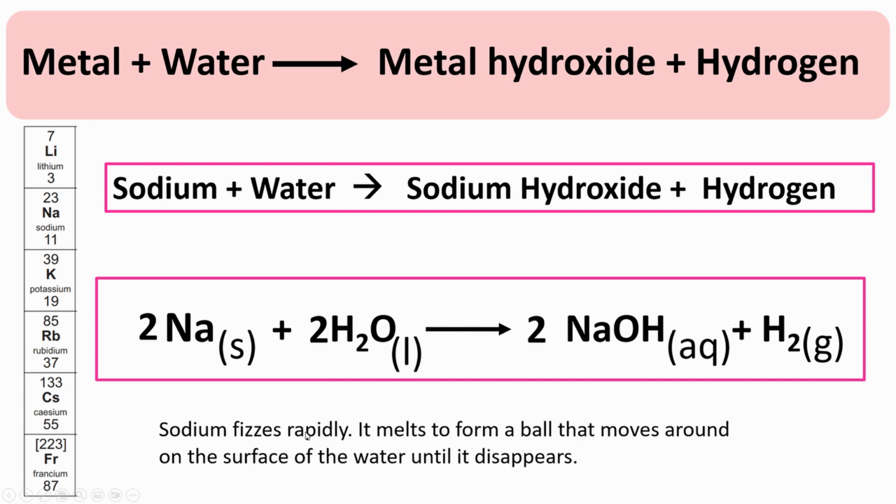Now sodium fizzes rapidly. The hydrogen gas is produced more quickly, so it fizzes more rapidly. The reaction is more vigorous, it's faster. Now as you go down the group, more energy is released in these reactions because they're more vigorous. So when sodium reacts with water, it actually gives out enough energy to melt the sodium metal into a ball that moves around on the surface of the water until it eventually disappears as it reacts.